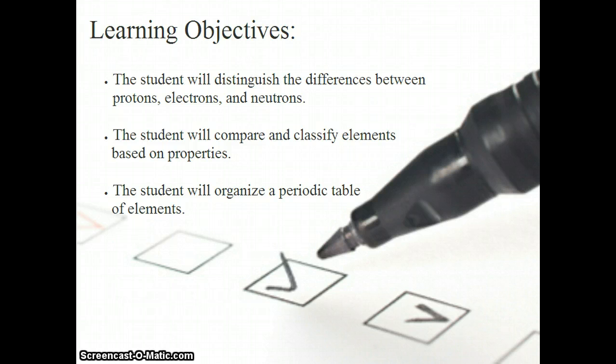The student must be able to make a distinction between the subatomic particles of an atom, and they must be able to categorize elements due to physical and chemical properties. And then with this knowledge, the students must organize elements in a periodic table.